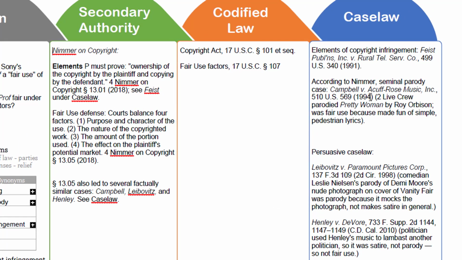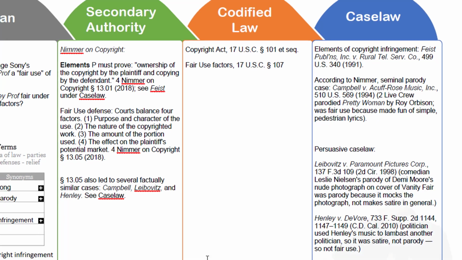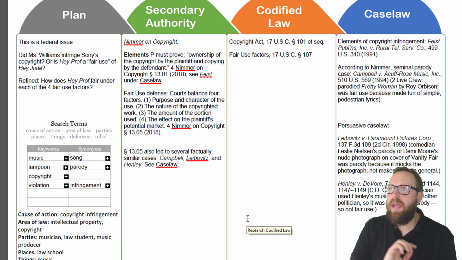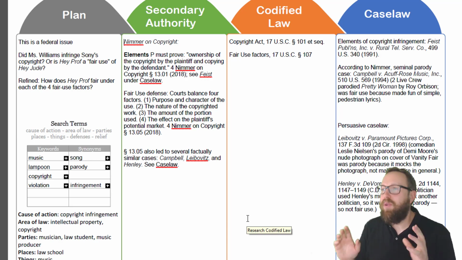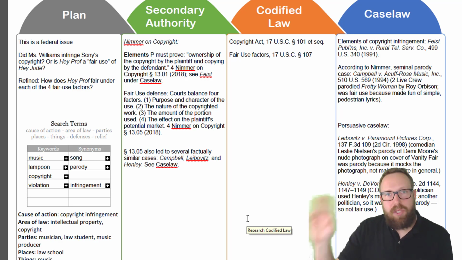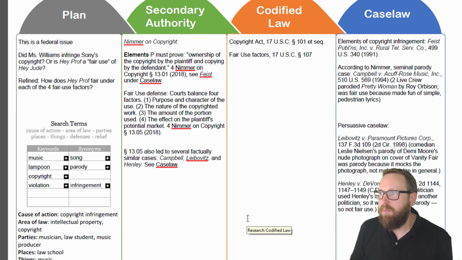We have this seminal case, Campbell. We learned it's seminal because the treatise author told us. We found this other case, Leibowitz and Henley. And these are both somewhat factually similar cases. So we got all of this just by looking in secondary authority. Now in real life, this took me about 2 hours to find all of this stuff. I spent most of that time reading. But you can see how wonderful it is and everything that it leads you to.